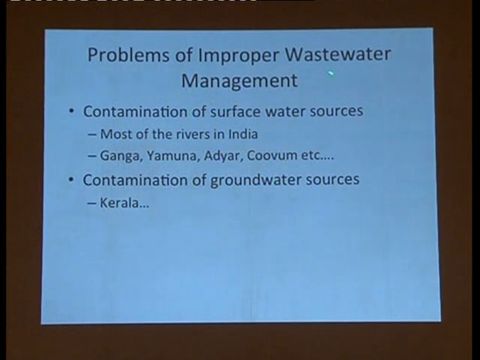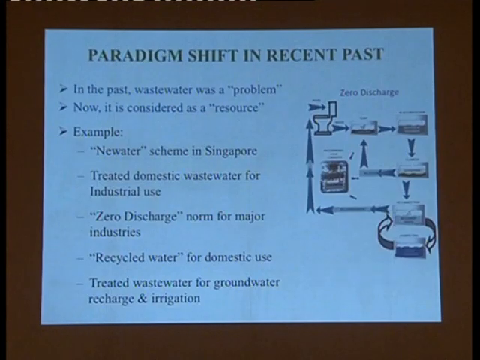And what are the problems of improper wastewater management? I need not tell, most of the rivers in India are contaminated. You read in the paper about the Ganga, Yamuna, Adyar, Cooum; any city you take, the water is highly contaminated. And contamination of groundwater sources: if you see Kerala, you can see around 250 septic tanks and 230 open wells in 1 square kilometer of area. As a result, they don't have proper soil treatment, so 85% of the open wells are contaminated by fecal coliforms. That is the status there.